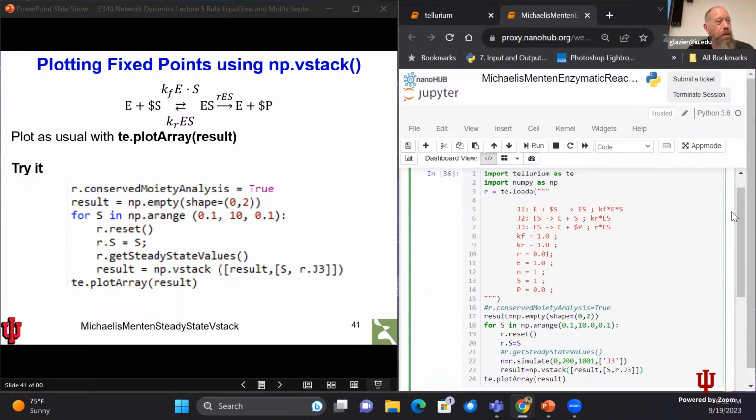And for people who got it, did you use the get steady state value option, or did you do the run for a long time option? Okay, so it worked for you. Which way did you do it? Okay, great. So you've got one vote for each method.